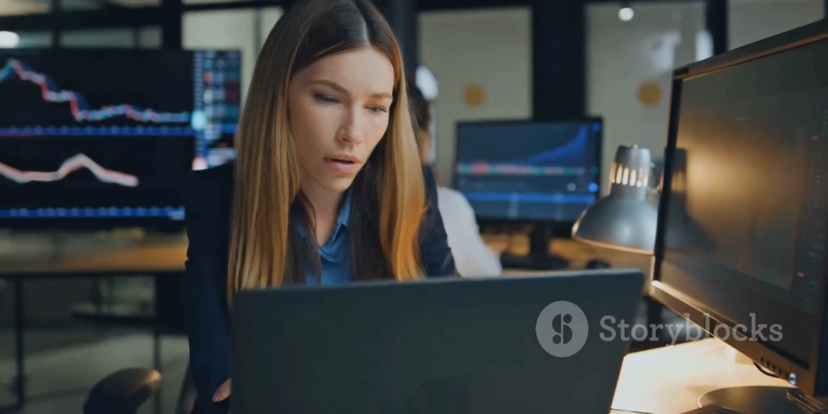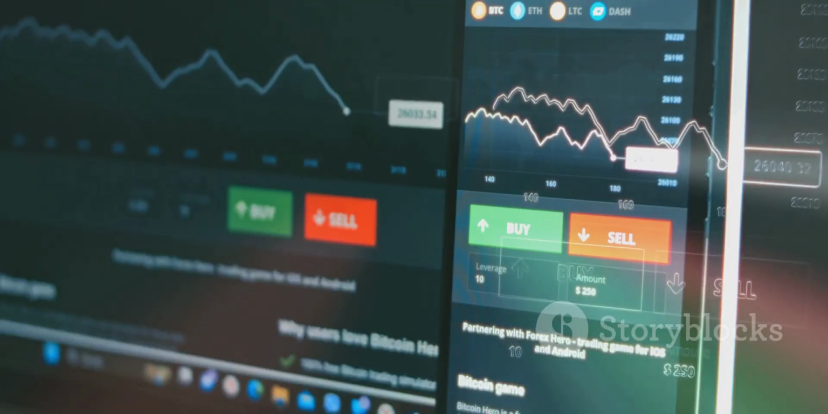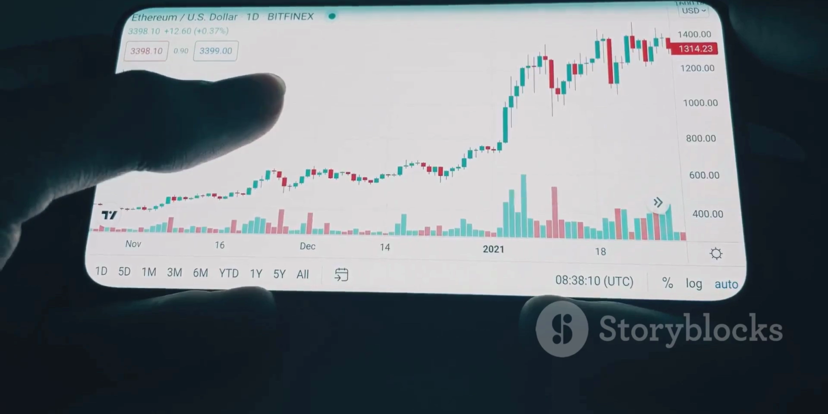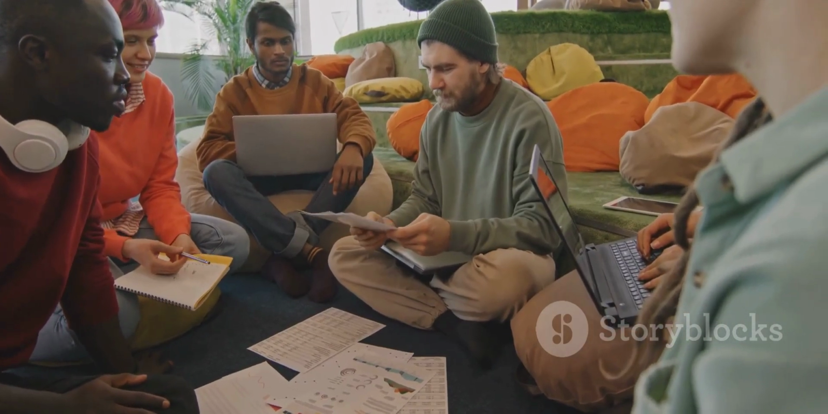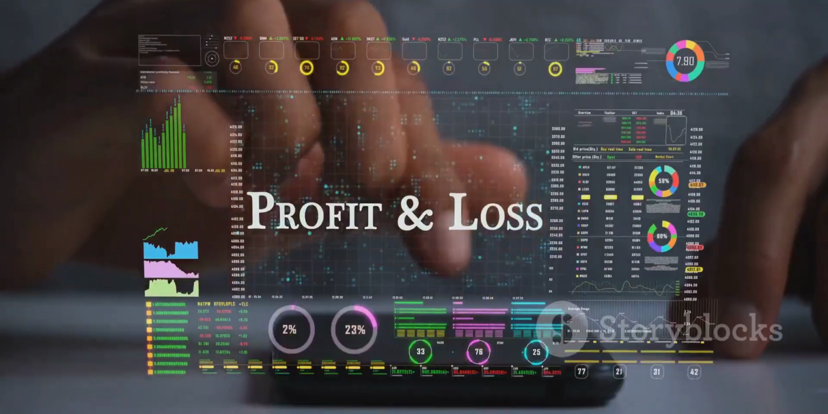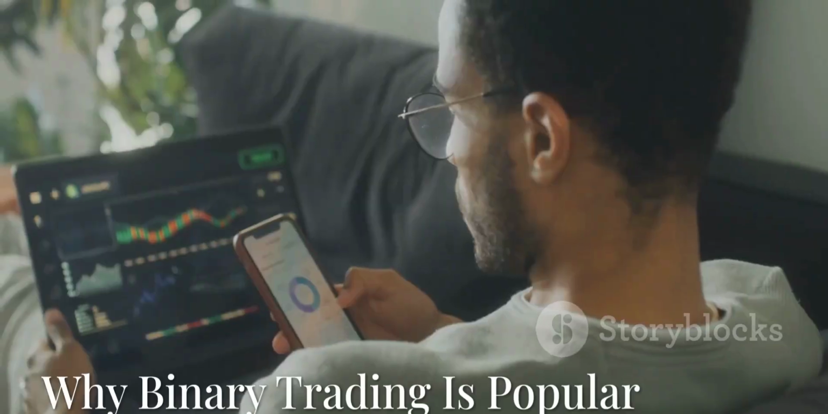If gold goes down, you lose the money you put in. It's called binary because there are only 2 outcomes. You win or you lose. No complicated charts or confusing numbers. Binary trading is very popular, especially among new traders. Why? Because it's easy to understand and you know exactly how much you can win or lose on each trade.